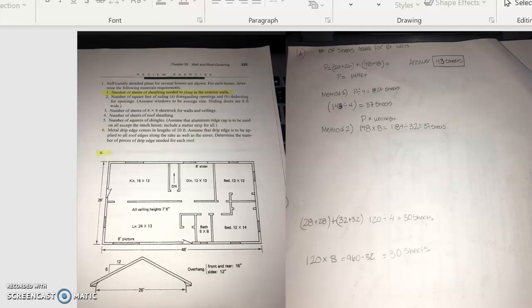B, house B, total perimeter is 120. We divide that by 4 and we get 30 sheets, or if we multiply 120 by 8, divide that by 32, we get 30 sheets.